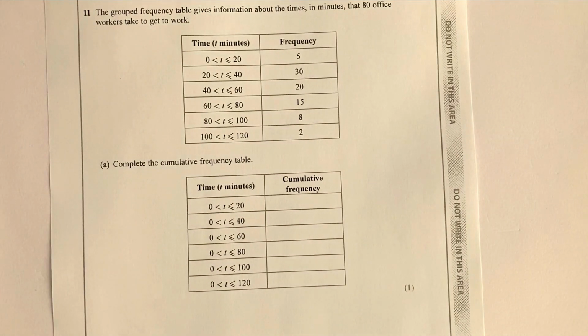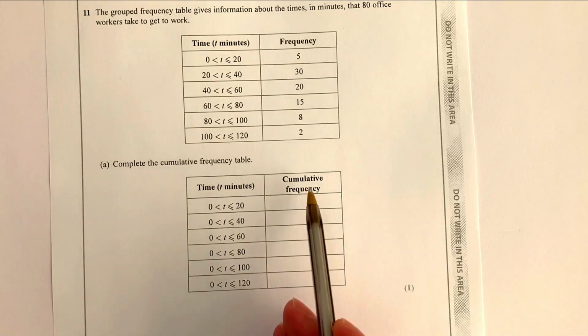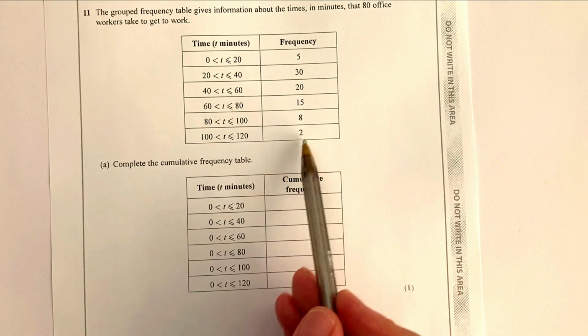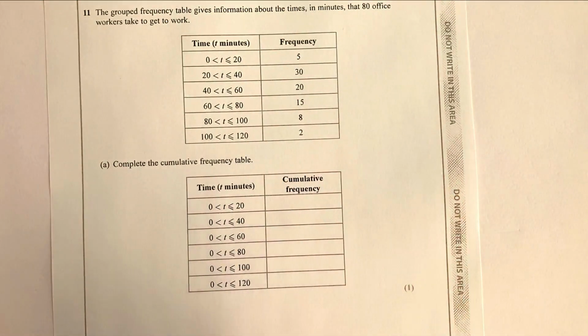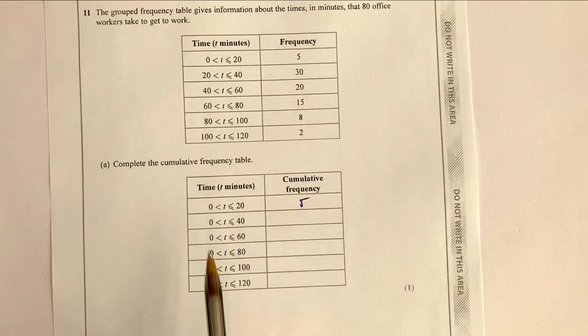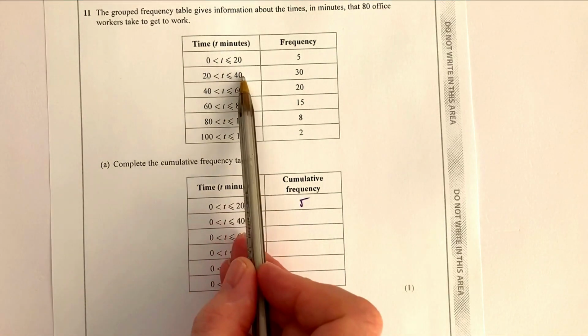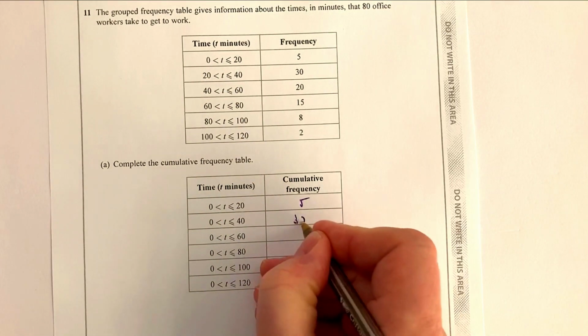So the first thing is that we're being asked to complete the cumulative frequency table. Well, cumulative frequency is, as it sounds really, what we're doing is we're adding these up. So when we get to the end of it, we're going to have 80 office workers. So the first group is 5 because it's the same. However, the second group is going to be between 0 and 40 minutes. So it's 0 to 40 minutes. So it's actually going to be 35 people.